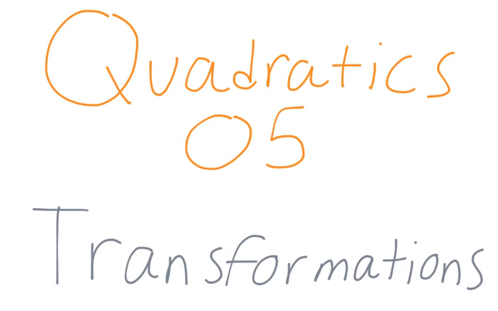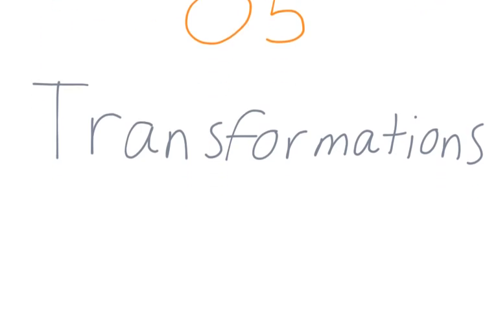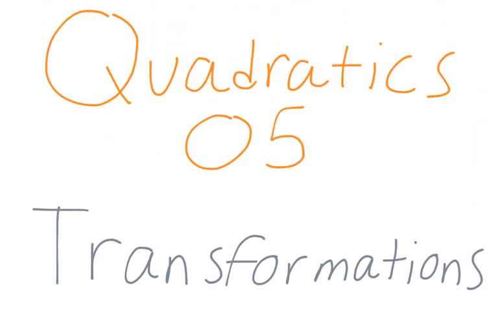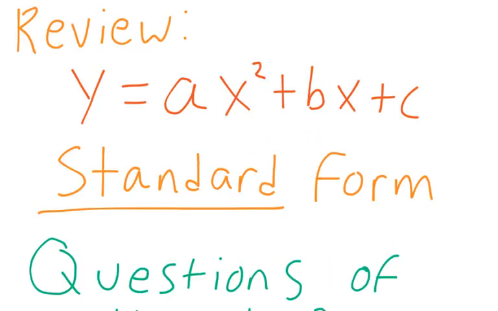Hey everybody, this is Mr. Ryan talking. This is Quadratics video number 5. This one is on transformations. So what that means is basically how parabolas move around, whether it's left, right, up, down, stretching, shrinking, stuff like that. So in chapter 2 we did this with absolute value functions. We're going to do it with parabolas today. We're going to talk about a few things with this.